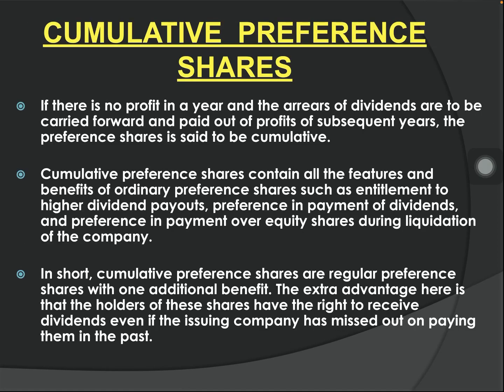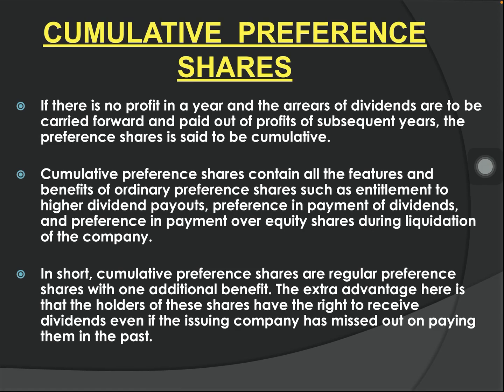Now let's move on to what is a cumulative preference share. In a cumulative preference share, if there is no profit in a year, the arrears of dividend are carried forward and paid out of profit of the subsequent year. The preference share is said to be cumulative. The cumulative preference share contains all the features and benefits of an ordinary preference share, such as entitlement to higher dividend payout, preference in payment of dividends, and preference in payment over equity share during liquidation of the company. In short, a cumulative preference share is a regular preference share with one additional benefit. The extra advantage is that the holders of these shares have the right to receive dividends even if the issuing company has missed out on paying them in the past.